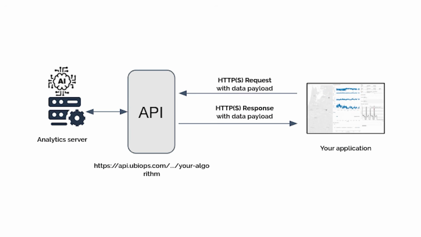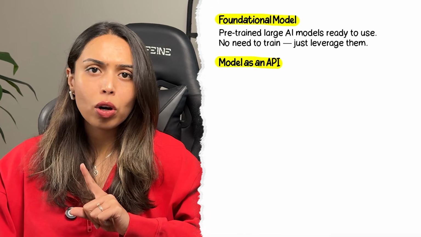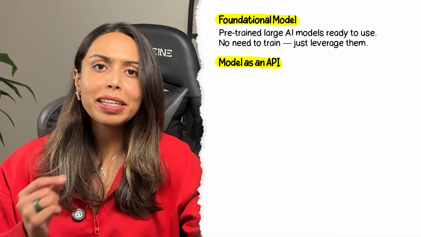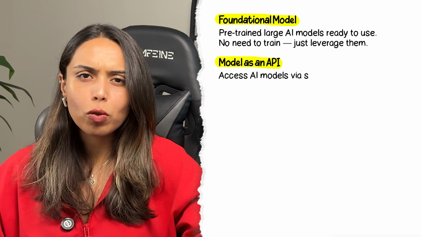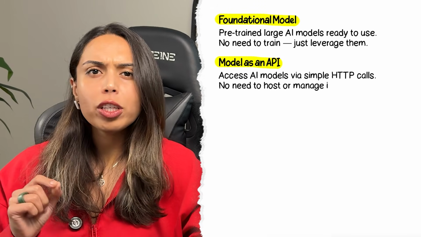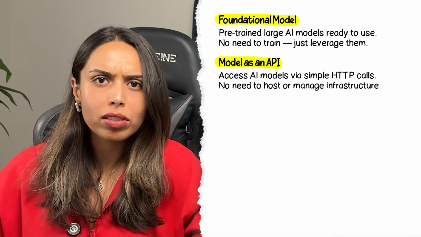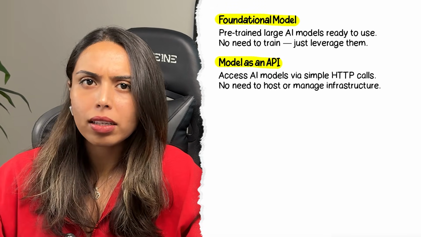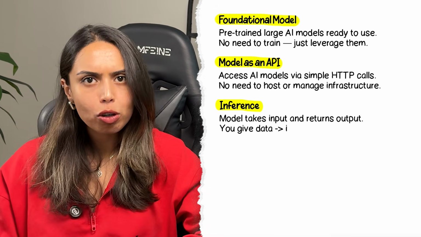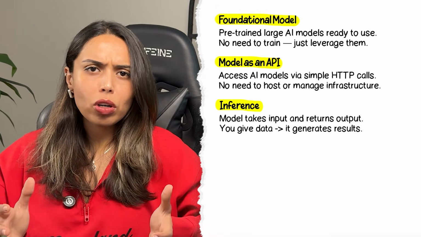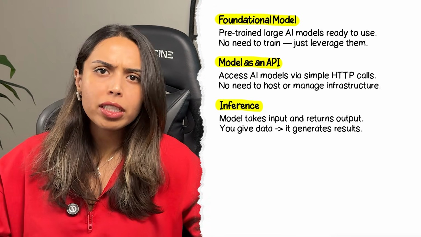Second, model as an API. In part 1, we went through the whole API design concept, and here we are actually applying it for ML workloads. So instead of hosting the model yourself, you call it over HTTP like you can call any other service, and you will get a response back. Third, inference. When a model takes an input and generates an output, it's just like a box. Your job is to give an input and you get a response back.